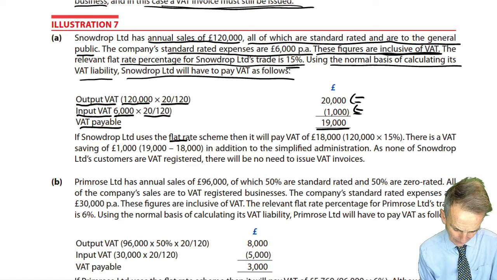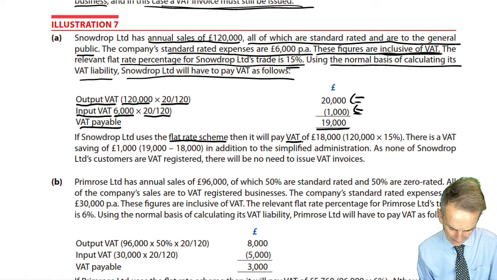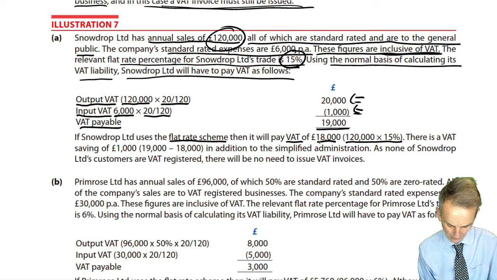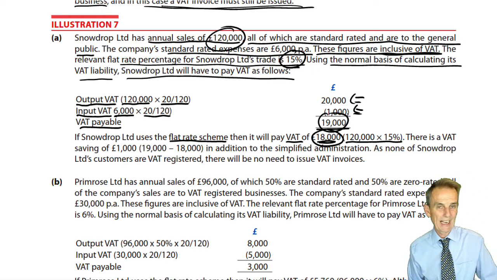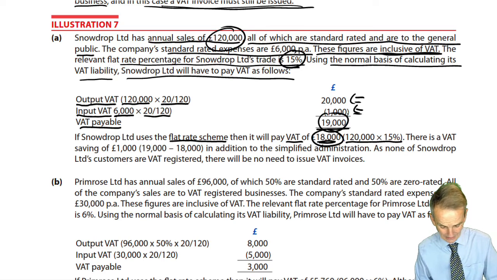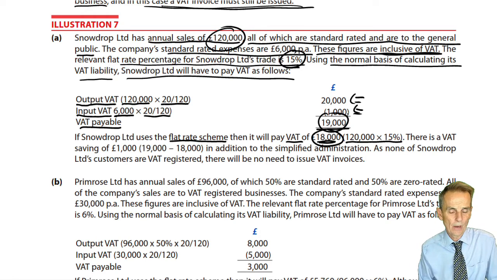If Snowdrop uses the flat rate scheme, then it will pay VAT of, well, what would that figure be? What is your VAT inclusive figure of sales? 120,000. Ignore what the purchases and expenses might amount to. What is the given flat rate percentage? It's 15%. Therefore, 120,000 at 15% would be VAT of 18,000. There we can obviously see that 18,000 is £1,000 less than 19,000, and on that basis here, there would be a saving attached to being within the flat rate scheme.